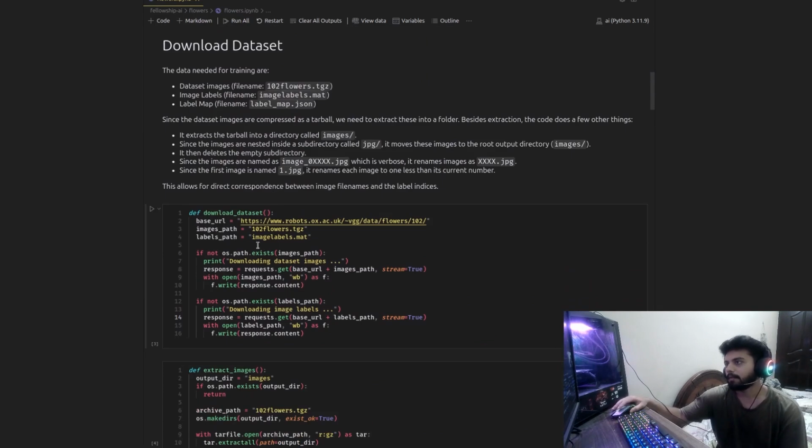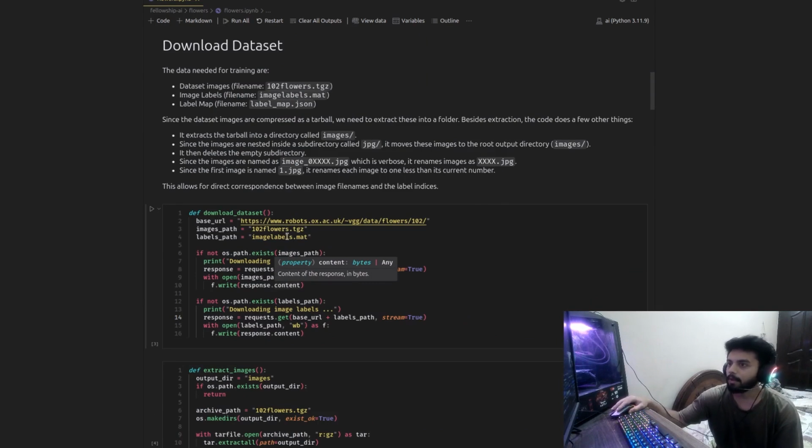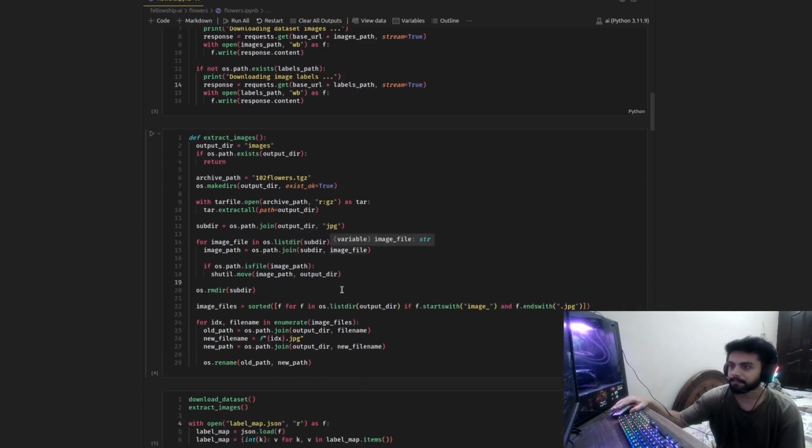So first I downloaded the dataset, and the images are compressed in an archive as a tarball, and the labels are available as a mat file. So I wrote a little function that decompresses these images and makes things a little easier to work with, such as renaming the images so that they have a direct correspondence with the labels. So an image that is now named 1.jpg has a label at index 1.